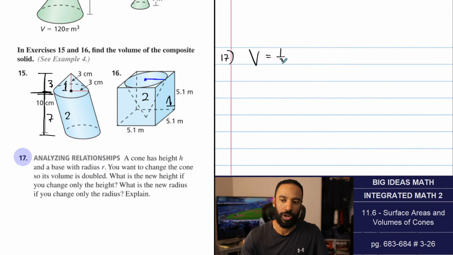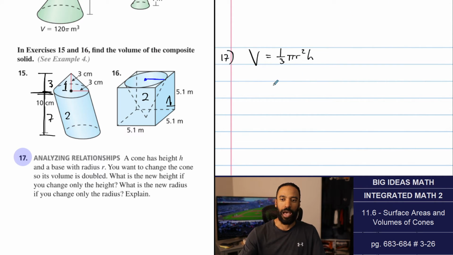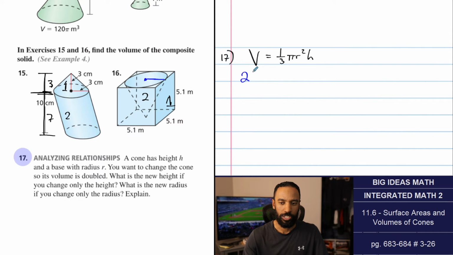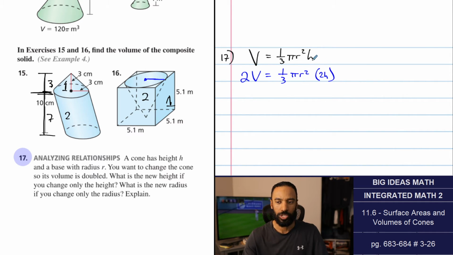Volume is 1/3 pi r squared times height. Now, I want to double volume by only changing h. So if I double volume, I have to take 1/3 pi r squared times, what's going to double it here? I have to do 2h. Multiplying this by 2 will make this twice as large as it was before. So in terms of their first part, what is the new height? The new height would be 2h.